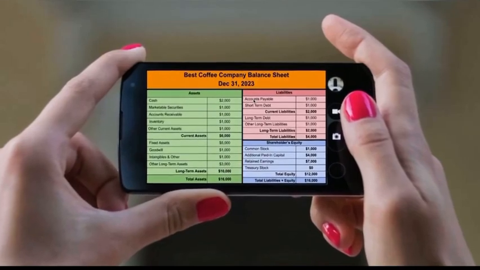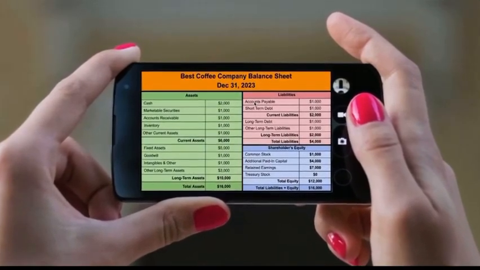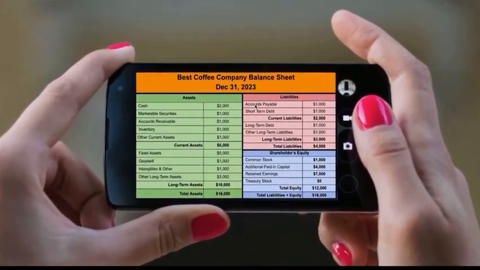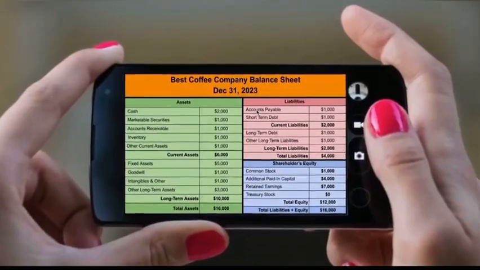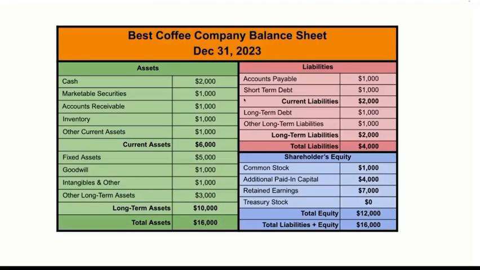Now, an important thing to know about the balance sheet is that it is a point-in-time snapshot of what a company owns and what it owes. Think of it like somebody taking a picture of a company's net worth. That's why whenever you see a balance sheet, it always has a specific day associated with it, which is the date that the picture of the company's financials were taken.